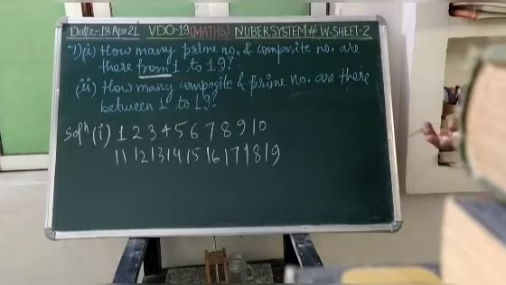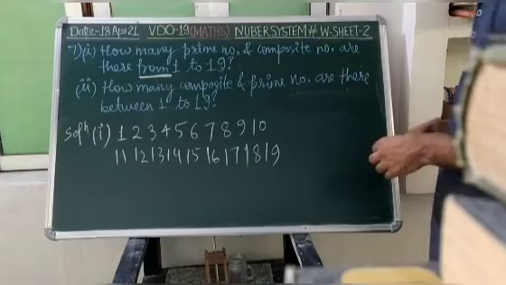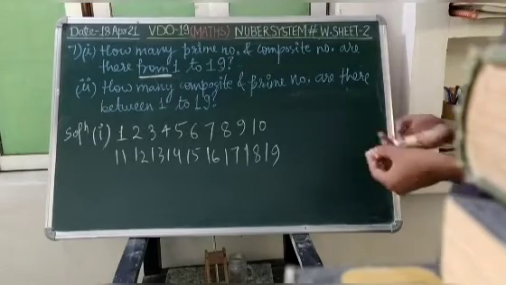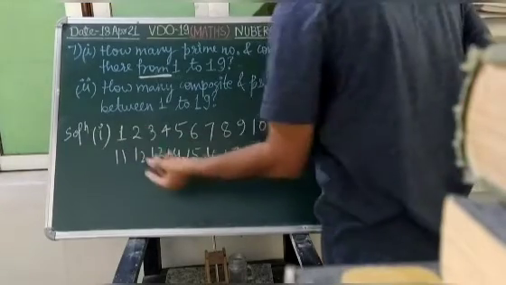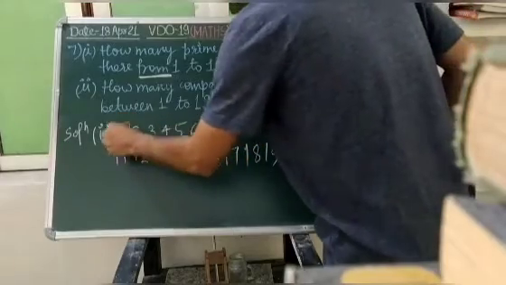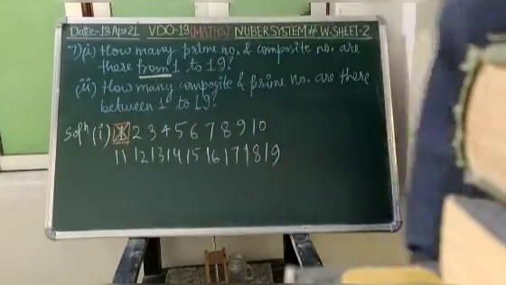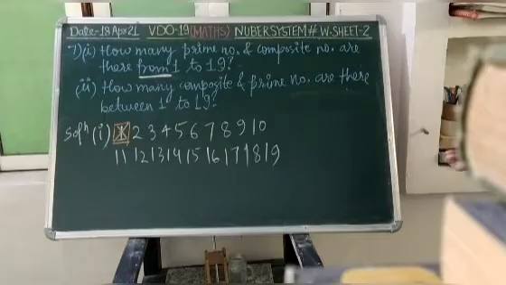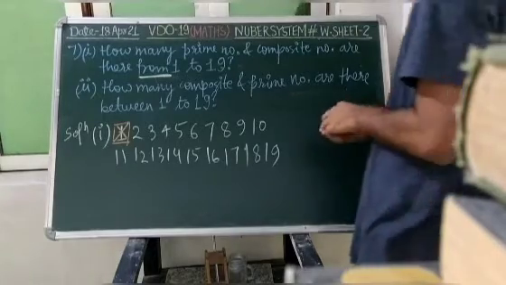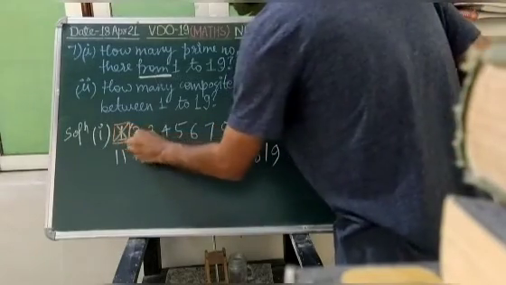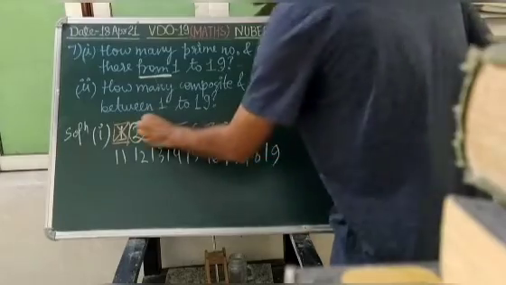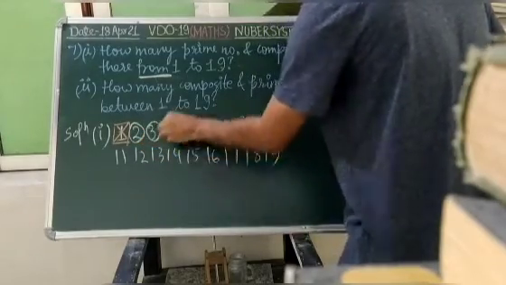Now they are saying to find the prime and composite numbers, and in prime and composite numbers we have seen that 1 is neither a prime number nor a composite number, so 1 we will not select. 2 is the smallest even prime number, so 2 will be your first prime number. 3 is also a prime number. 5 is also your prime number.